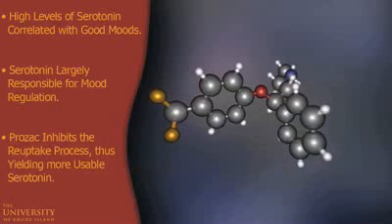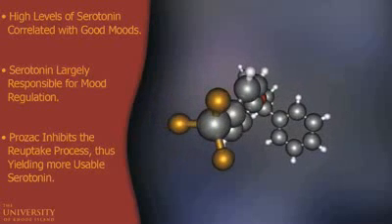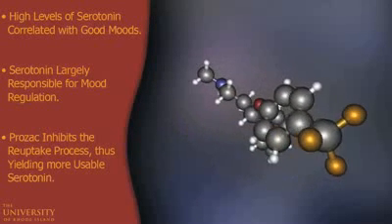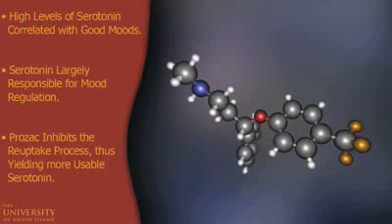This animation shows how Prozac inhibits the reuptake of serotonin, thus yielding more usable serotonin for receptor binding. Prozac's active mechanism is found within neurons, our brain's cells. Neurotransmitters, like serotonin, are the chemicals that make communication between these cells possible. This communication takes place in the spaces between neurons known as synapses.